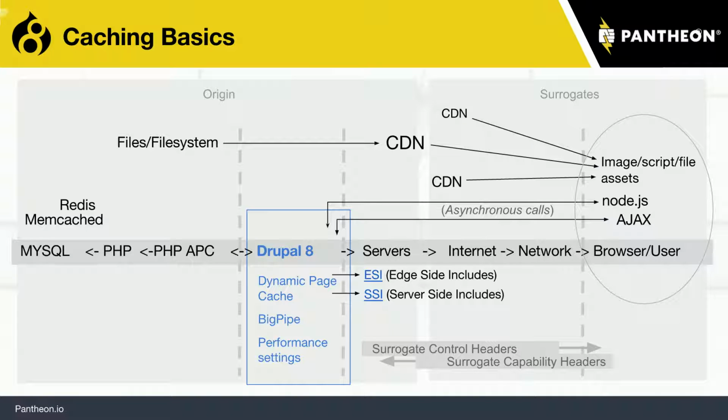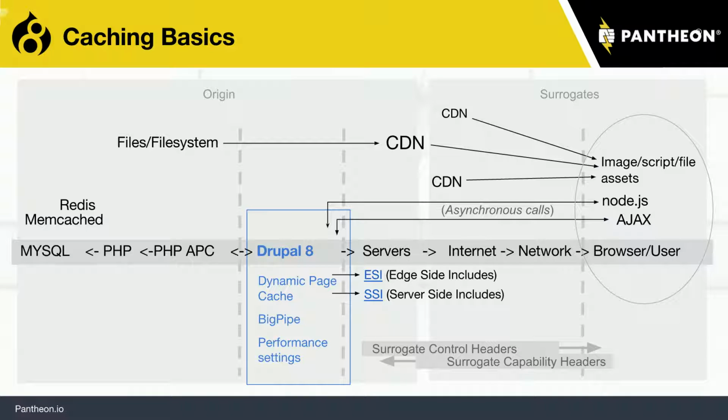So now they'll leave the server, path across the internet, get into your network wherever you are, finally hit your browser. You have the information. Other things that could be going on, and so you can see that the surrogate control headers are flowing down and the surrogate capability headers are flowing up. Once you're at the browser space, a couple of things are still happening that are related to caching.